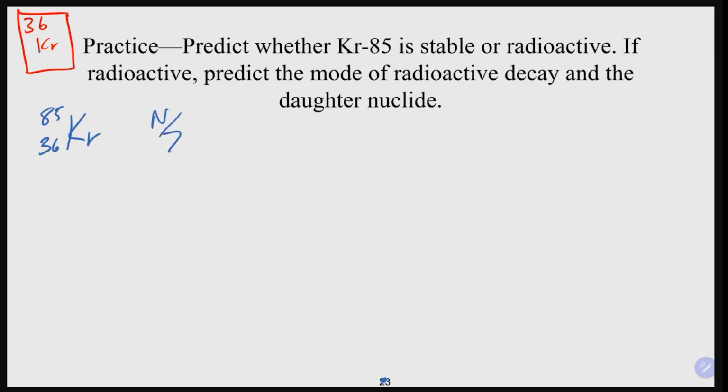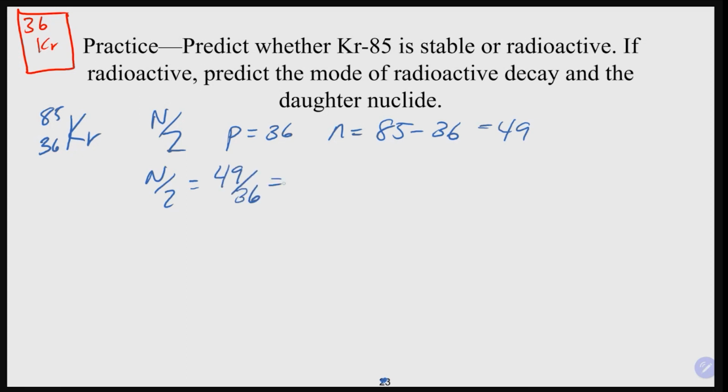We're looking for the N to Z ratio. So our protons would be 36. Once again, here our neutrons would be our mass number, which is 85 minus 36. I think a 49 is in order there. That gives us an N to Z ratio of 49 divided by 36. Gives us a 1.36. This is a 36, which falls between the 20 to 40 sort of category.